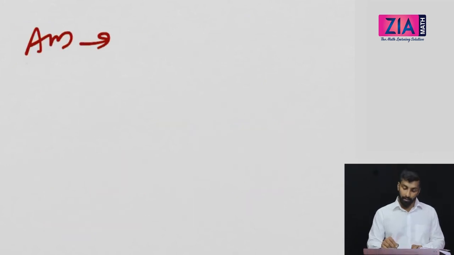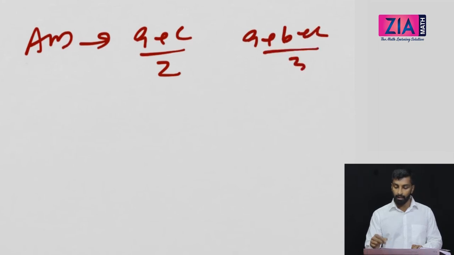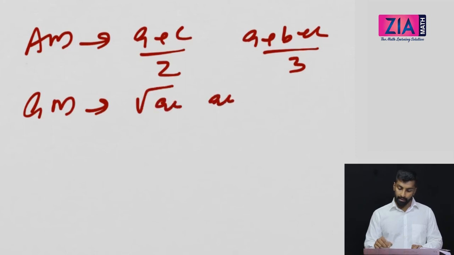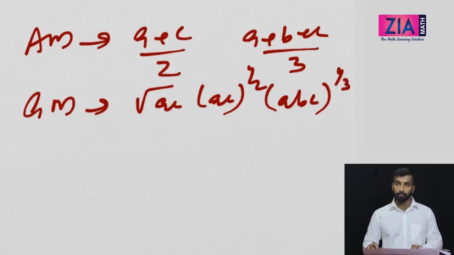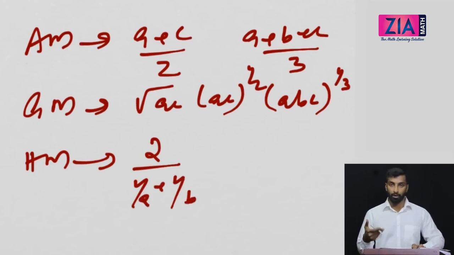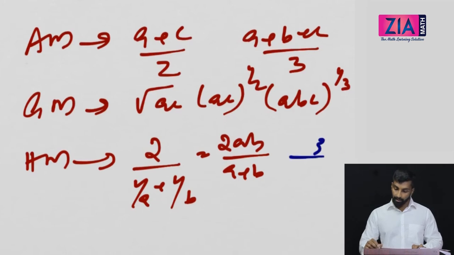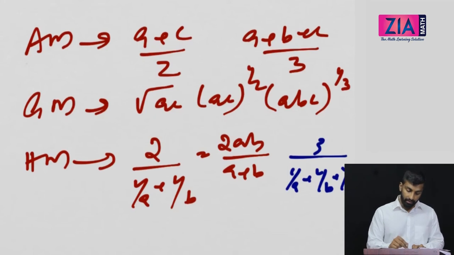Arithmetic mean, the middle term, a plus c by 2, right? If 3 is there, a plus b plus c by 3. Geometric mean, root of AC or AC raised to 1 by 2. If 3 is there, ABC raised to 1 by 3. Harmonic mean, that is nothing but if two terms are there, 2 divided by 1 by a plus 1 by b. Harmonic progression is actually a reciprocal of arithmetic progression, right? So this is nothing but 2ab by a plus b. Or if 3 terms are there, 3 divided by 1 by a plus 1 by b plus 1 by c, right? This is what we have discussed till now.